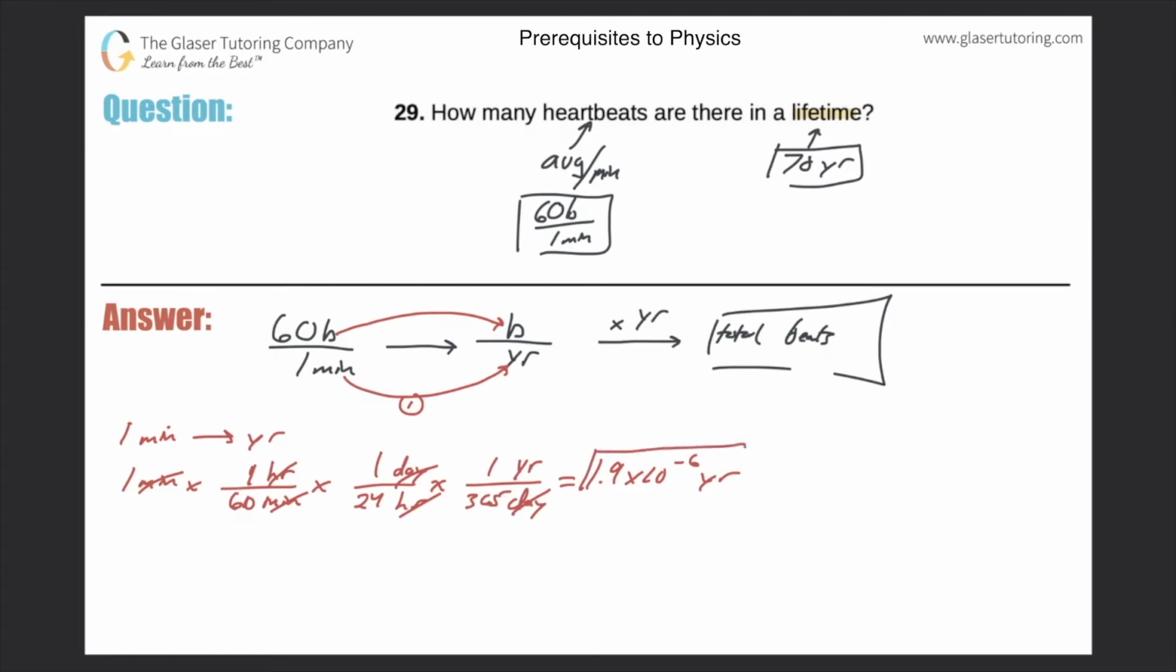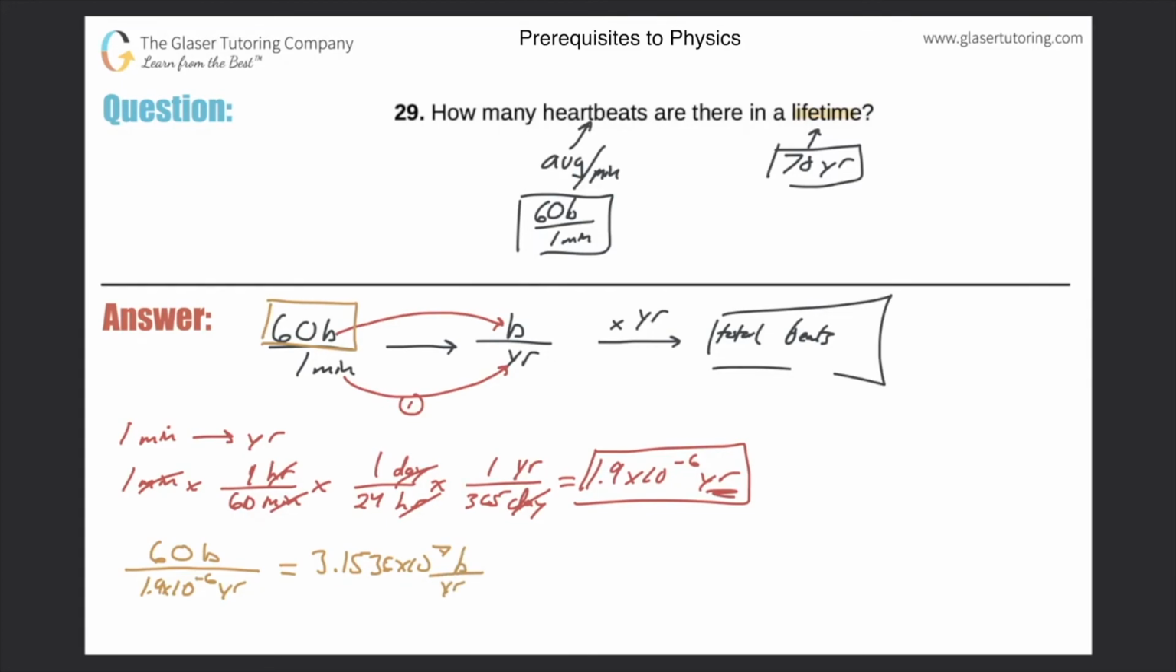Okay, great. Now, this is my year value. So I'm going to take the original beat number, the 60, and write 60 beats per 1.9 times 10 to the minus 6 years, because that is the same thing as a minute. So I can do this division now, and when I do the division, I find a value of 3.1536 times 10 raised to the 7. So beats per year. That's a lot of beats.